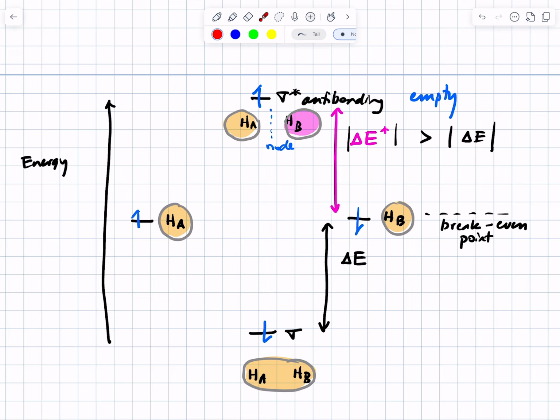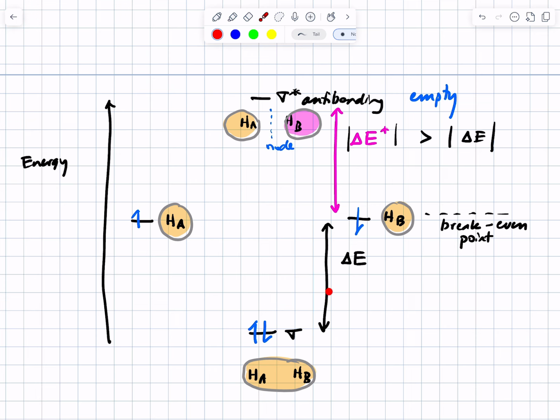Yes? I didn't catch the two, the purple and... So this energy difference is between the bonding orbital and the break-even point. This is how stable the bond is. This is the benefit of the bond. This energy difference is simply how high above that break-even point the antibonding orbital is. And this pink energy difference is bigger than the black energy difference.